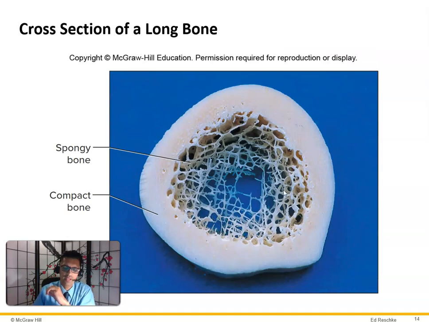Here's what spongy bone versus compact bone looks like. Remember, compact bone is rigid and solid. This is where we get our strength, and the spongy bone is what gives our bones flexibility. So we have the best of both. It allows us to walk, run, throw things, but you have to have a combination of compact and spongy bone to do that.